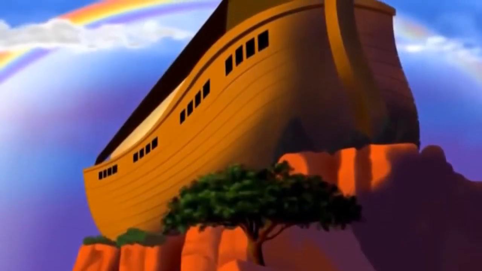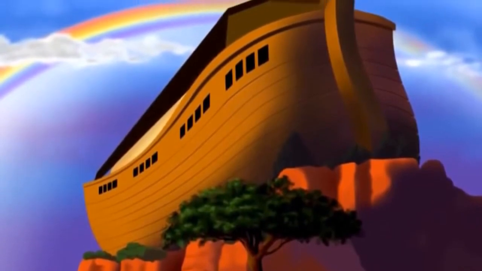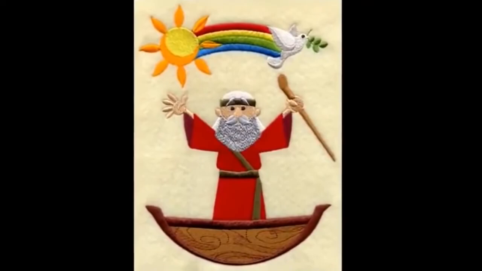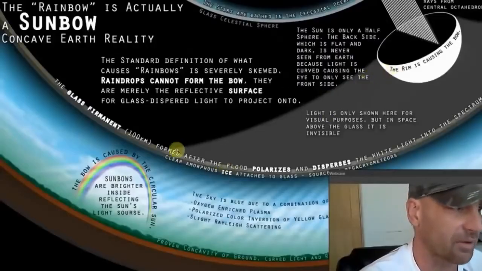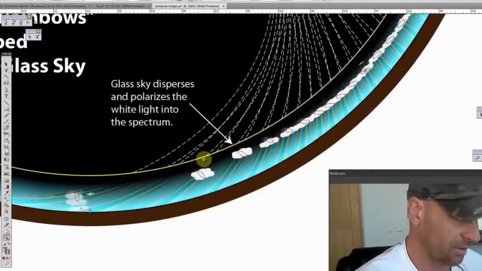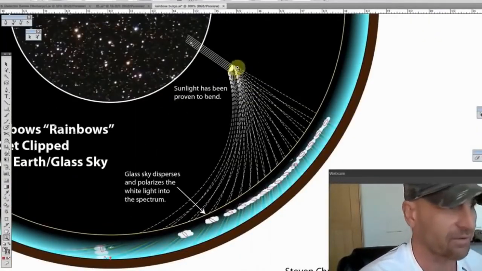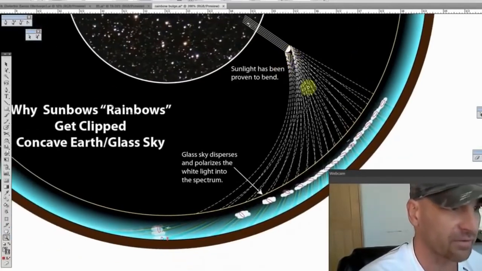But to a child, a simple rainbow will suffice in having them understand that there is glass above. As the sunlight disperses through the glass, it gets projected onto reflective water droplets. The water droplets are not the source of the rainbow, but merely the reflective canvas of the already glass-dispersed light.